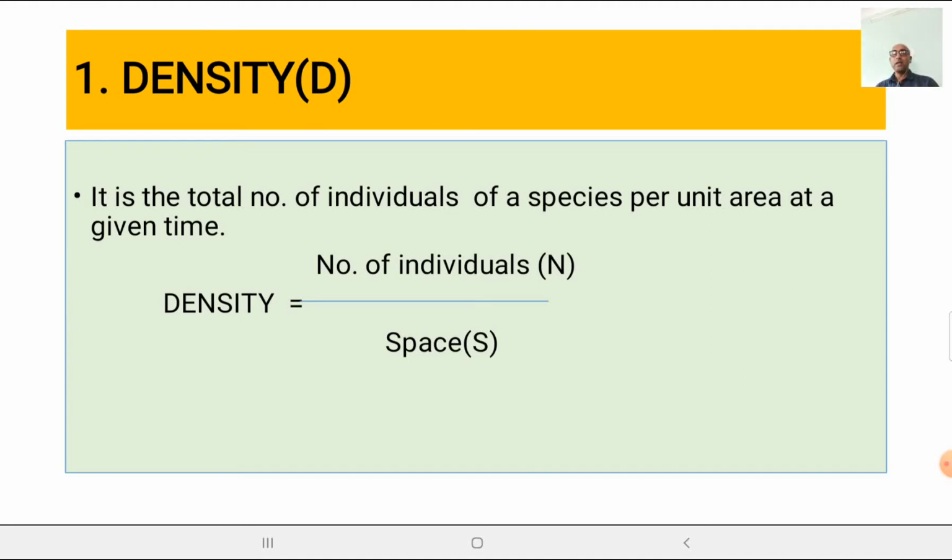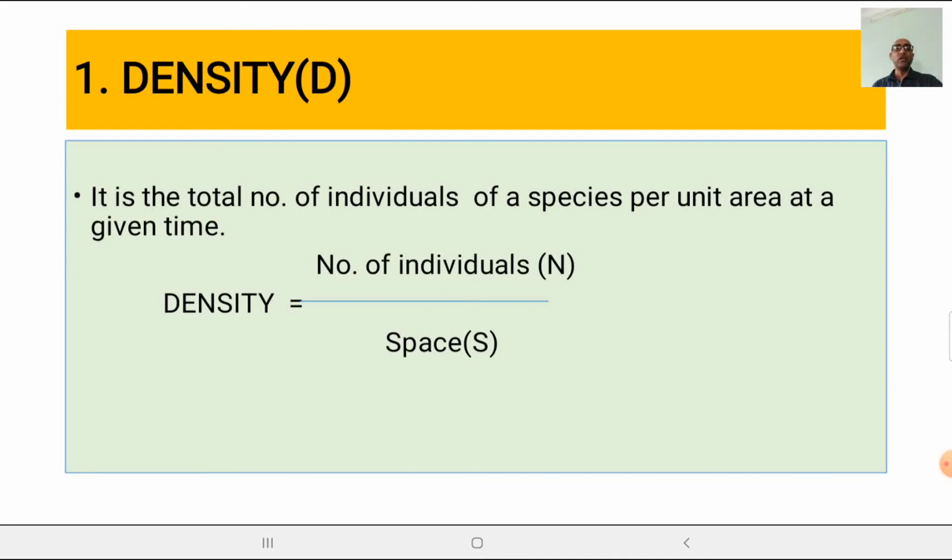Density can be expressed in two ways: crude density and ecological density. Crude density is the density of a species population expressed with reference to the total area. So, what is crude density? Crude density is the density of a species population expressed with reference to total area.